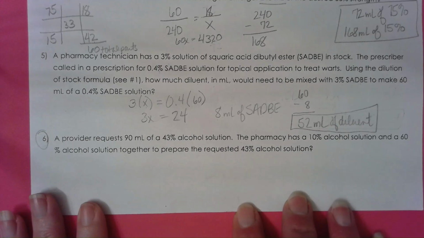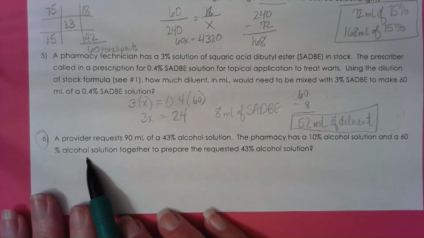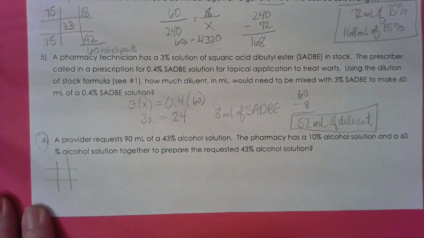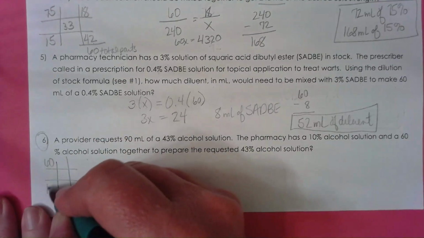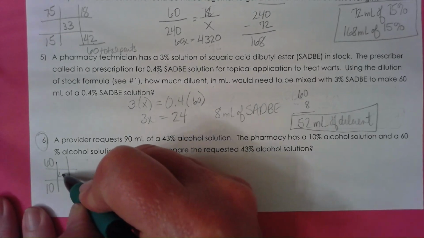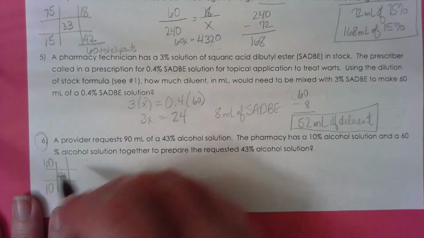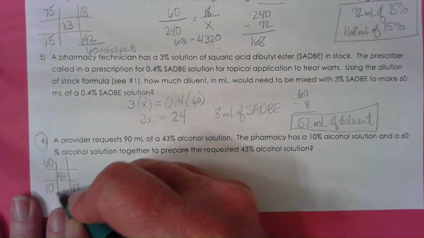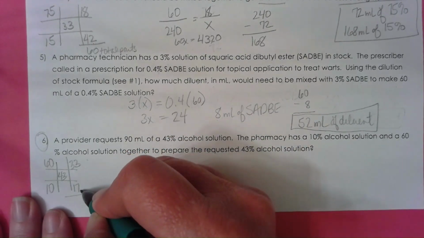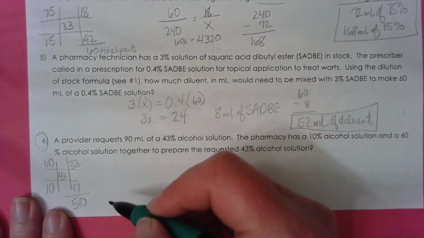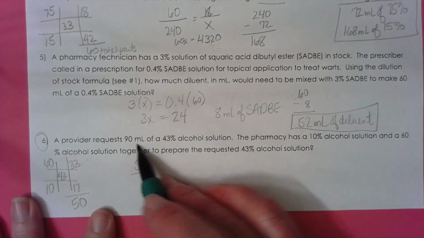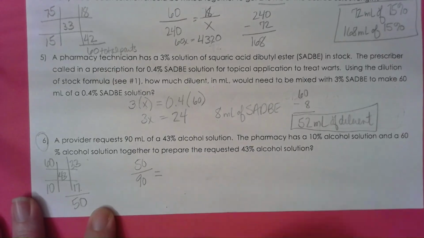So we have a 10% solution, we have a 60% solution, they want a 43. So let's do our tic-tac-toe grid. Our highest concentration goes here, lowest over here, right? 60 and 10, what we want goes in the middle, 43. We do our math. 60 minus 43 is 17. 10 minus 43 is 33. And then our total parts, 33 plus 17 is 50. Okay, so we have our 50 parts. So it's 50 total parts over total milliliters. They want 90 milliliters. That's one side of our equation.